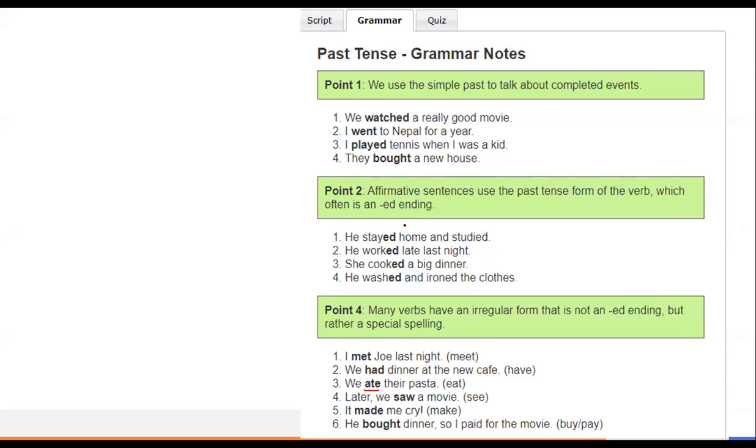All right. So, but what you have to understand for this class is that we have regular verbs, and when you write them down, you just need to add ed to most of them, okay? And you have irregular verbs, which you have to actually change the spelling, all right? Por ejemplo, meet, en pasado se escribe met, okay? Have, en pasado se escribe had. Y eso es lo que usted tiene que recordar. Eat, se escribe ate, etc.